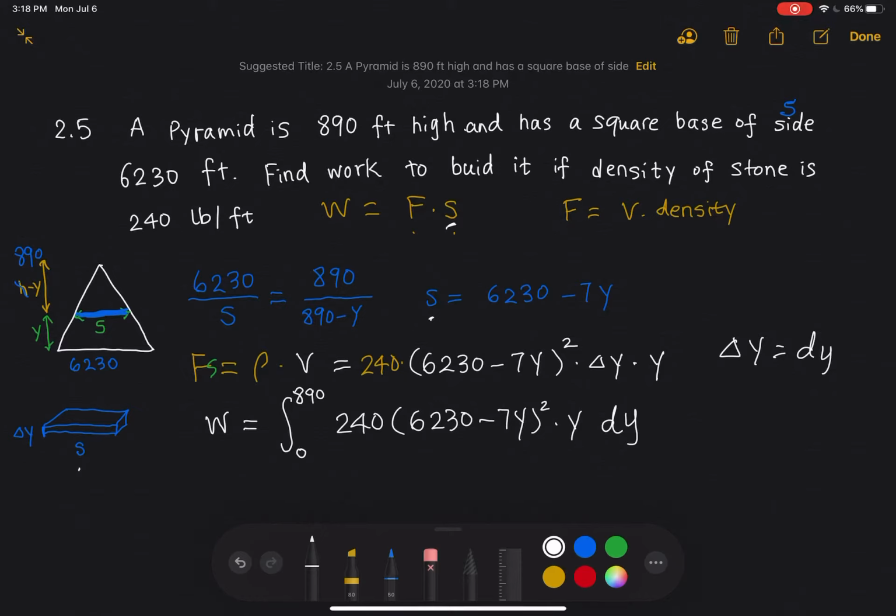You can verify that as y gets bigger, F gets smaller, because there's less material on the top. This is just a polynomial that you need to integrate, so you should be able to do it with a calculator. You should get 6.14874 times 10 to the 14, and the unit is foot-pound, because it is feet and then pounds in our case. So that is it for this problem.